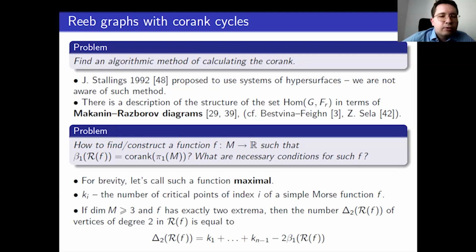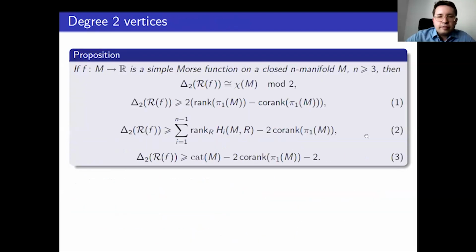So the problem is how to find a function whose Reeb graph has maximum possible cycle rank equal to the corank of the fundamental group. We call such a function maximal, and k_i is the number of critical points of index i of a simple Morse function. And we can relate the number of degree 2 vertices in the Reeb graph with the number of critical points and the cycle rank of the Reeb graph. From this, we obtain some lower bounds for the number of degree 2 vertices in Reeb graphs.